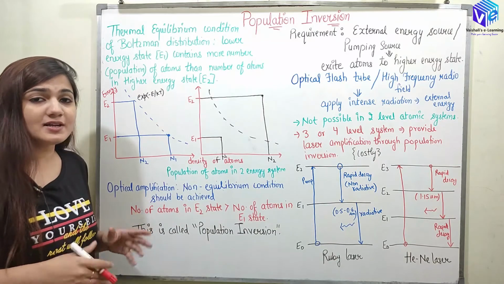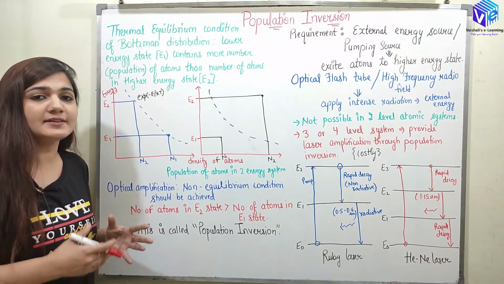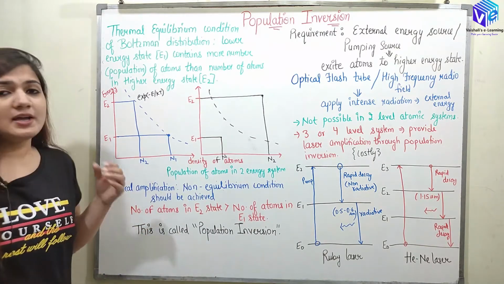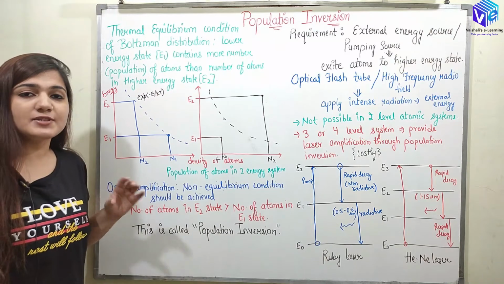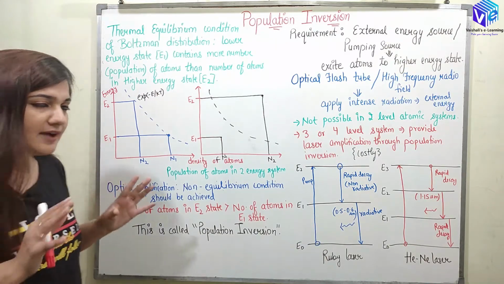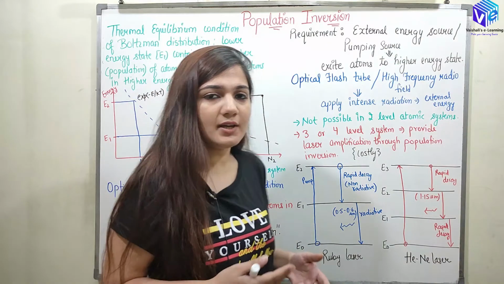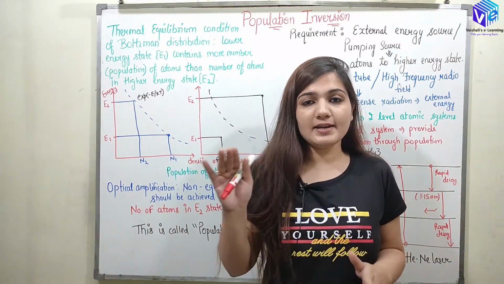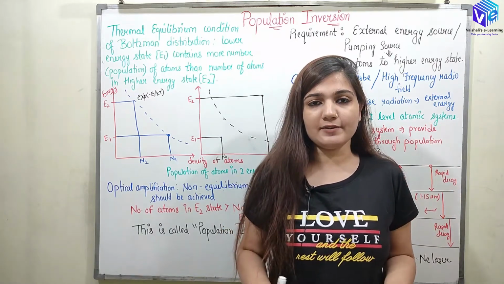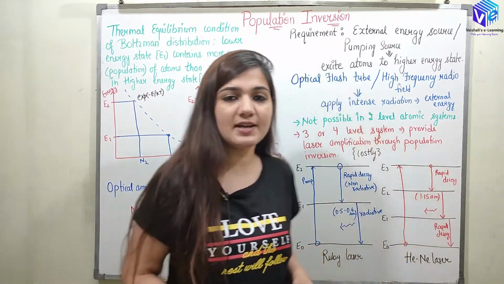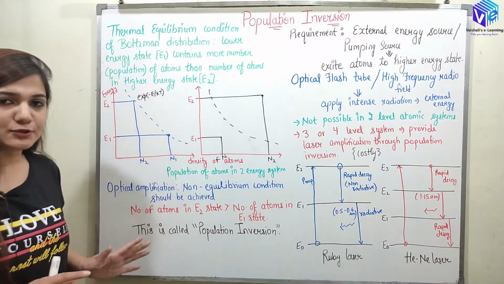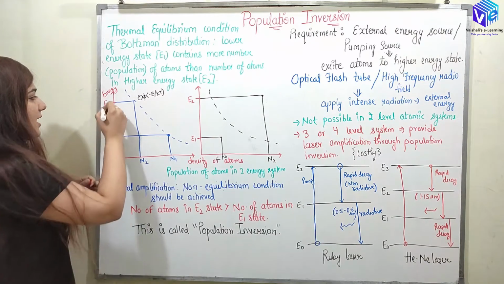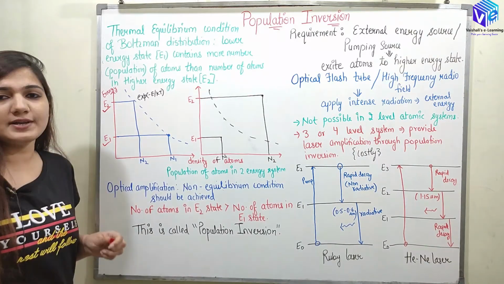But before discussing population inversion, let's understand the Boltzmann equilibrium condition graph. This is the graph that represents the population of atoms at two energy levels. We know we have two energy levels in general. The first is the higher energy level, the excited state, which is represented by E2. I have already told you about this in the previous video. So this is my higher energy state and this is my lower energy state.